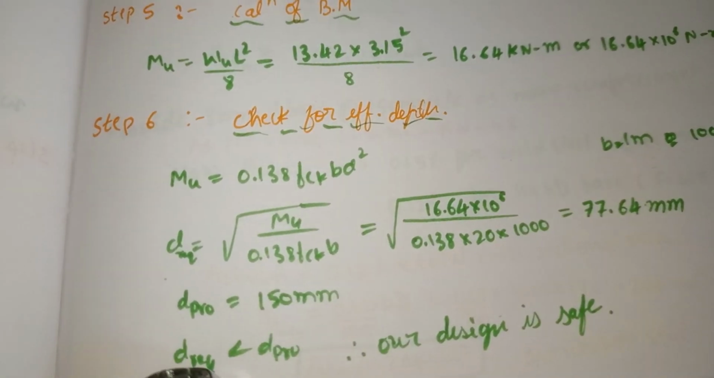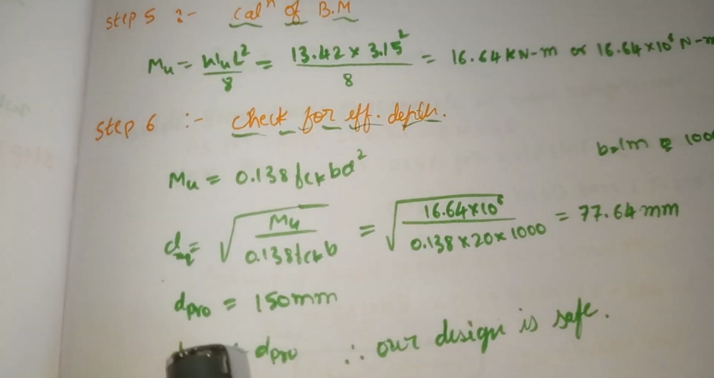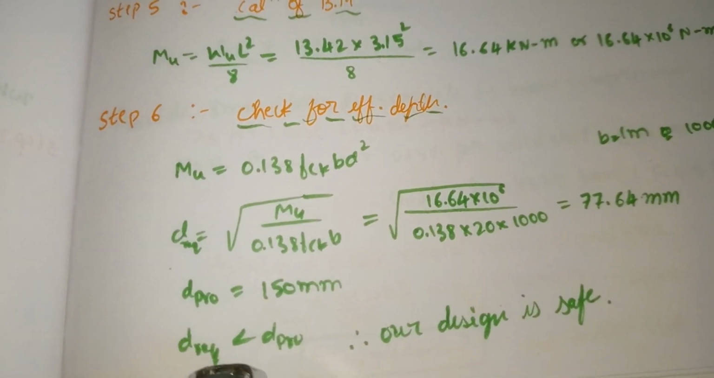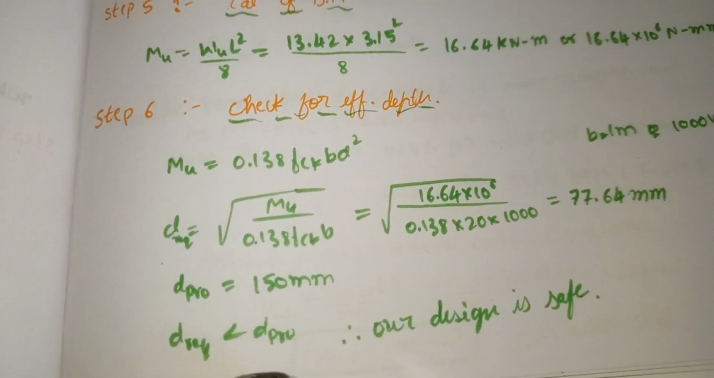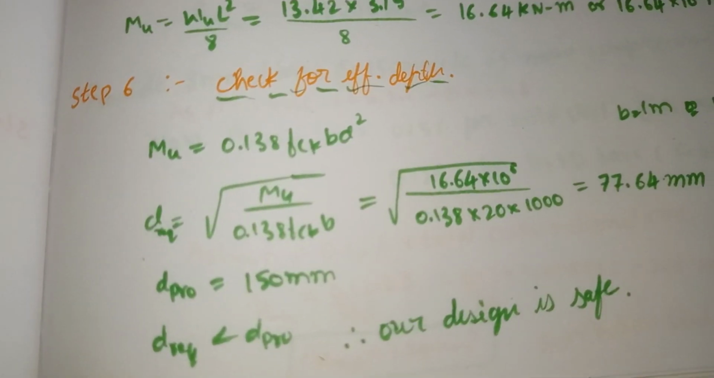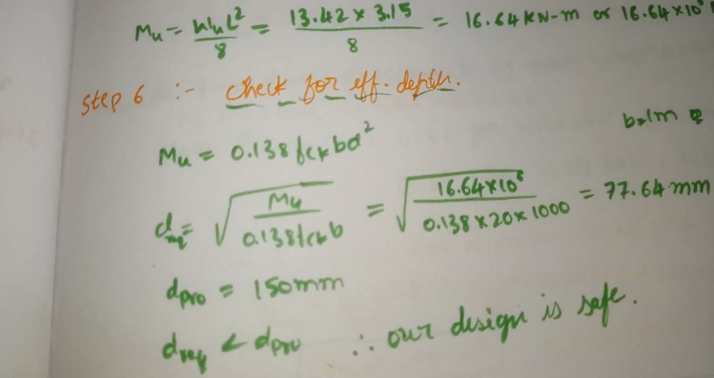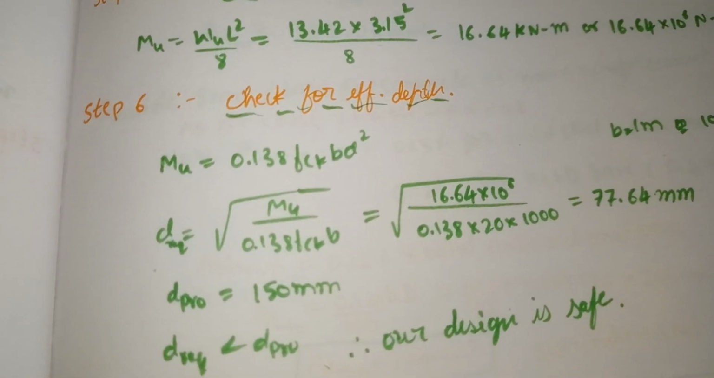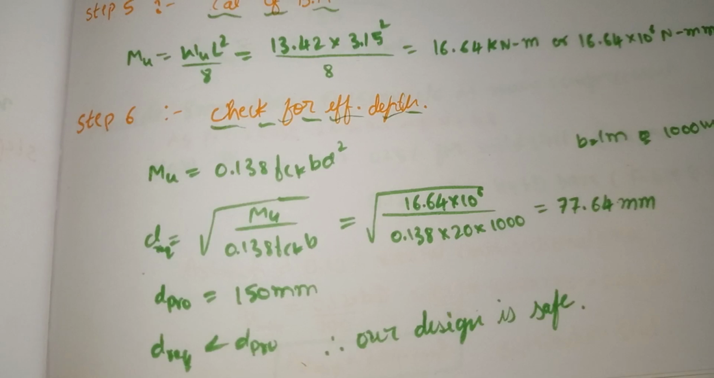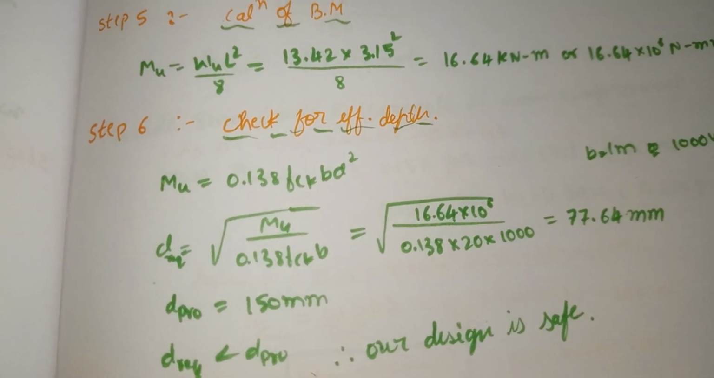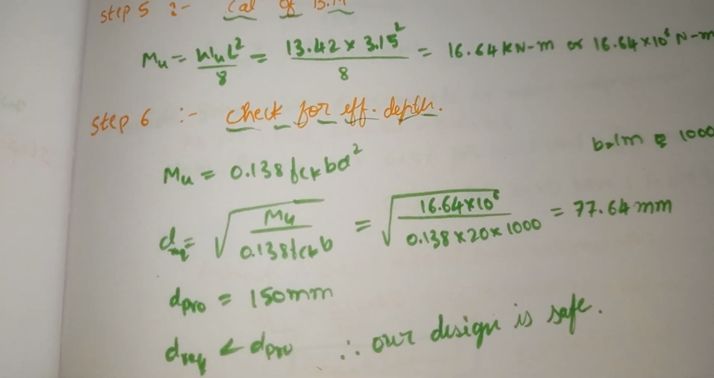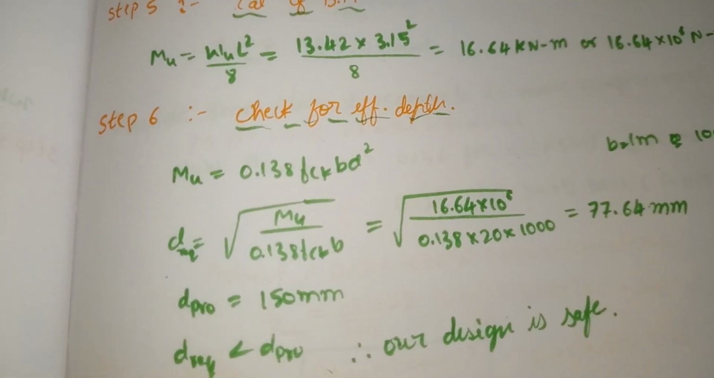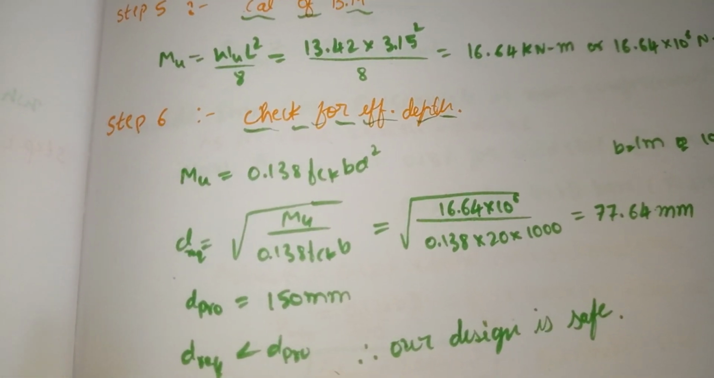So by seeing these two, what we can conclude is that our d required is less than the d provided. Therefore our design is safe. We can move further. So we have provided d as more than the d required. This is how d check is done.